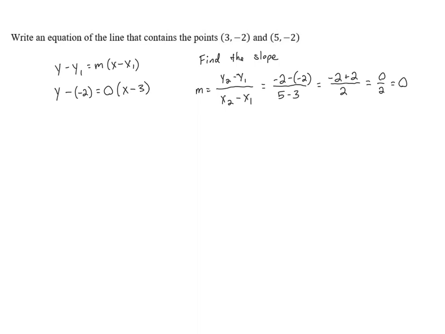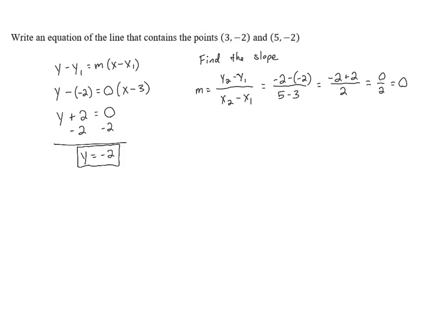On the left, that's going to become y plus 2. And on the right, when we distribute, 0 times x is 0, and 0 times -3 is 0. 0 times anything is 0, so the right-hand side is just going to be 0. So we've got y plus 2 equals 0. To get y alone, we subtract 2 from both sides, and we end up with y equals -2.